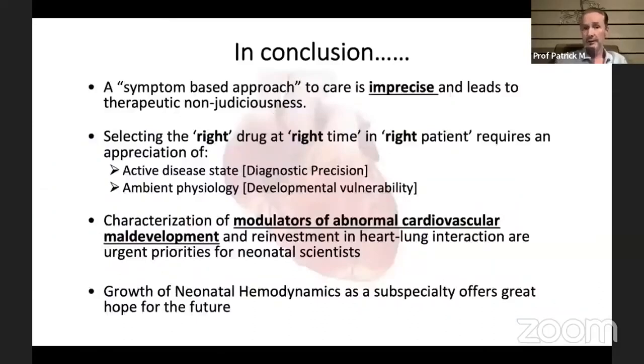So in conclusion, a symptom-based approach to care is imprecise and leads to therapeutic non-judiciousness. Whether it's the heart or whether it's the lung, to select the right drug or right intervention at the right time requires a high level of understanding of disease, characterizing the ambient physiology, and understanding how drugs work. With respect to heart-lung interaction, it's important to better characterize the modulators of abnormal cardiovascular and respiratory maldevelopment and how they relate to each other. And the growth of neonatal hemodynamics as a subspecialty offers great hope for the future.